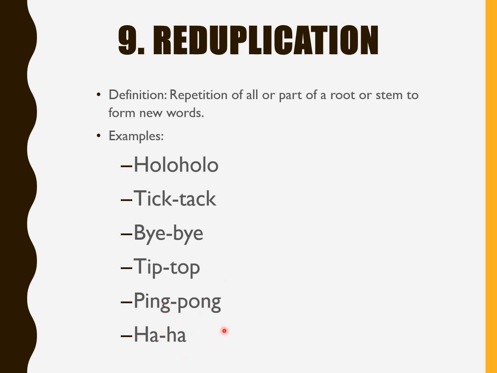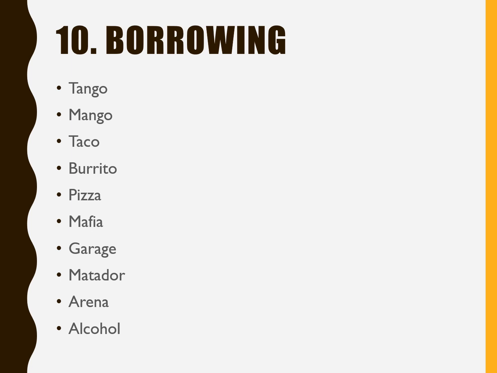If only a part of the root or stem is repeated, the process is called partial reduplication. Now let's move to the next bit, which is connected with borrowing.